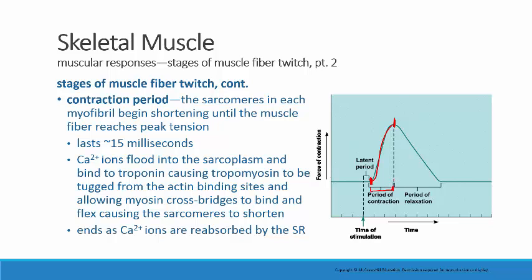And as the calcium ions are being reabsorbed by the sarcoplasmic reticulum and cleared from the sarcoplasm, the contraction period ends once enough calcium has been removed so that troponin allows tropomyosin to fall back and cover the binding sites on the actin molecules. So that's the contraction period. Over its course, the muscle reaches the peak tension associated with that twitch.